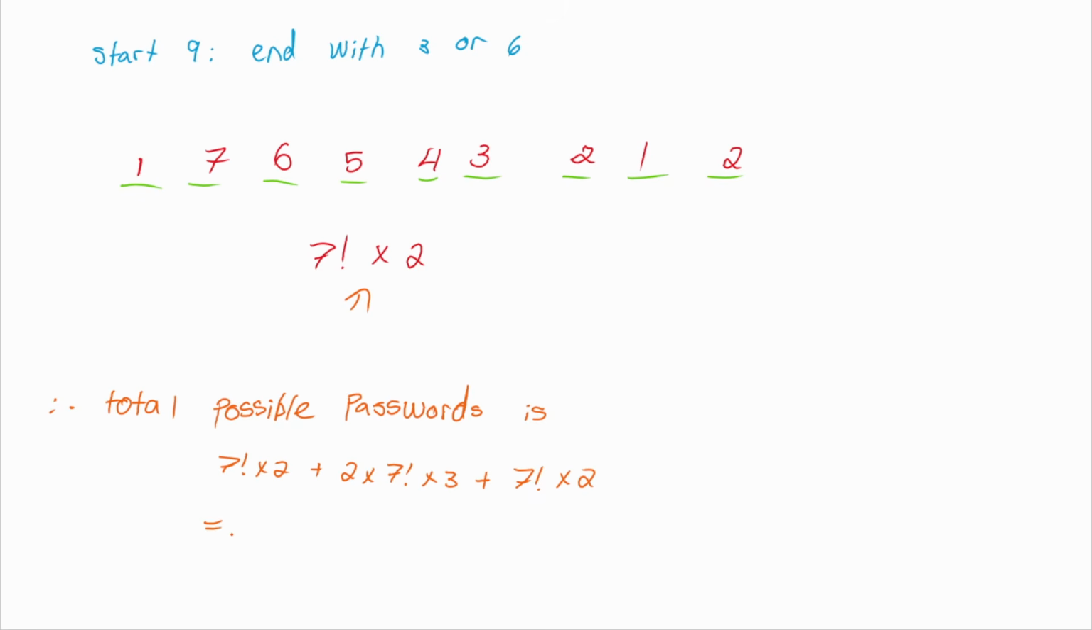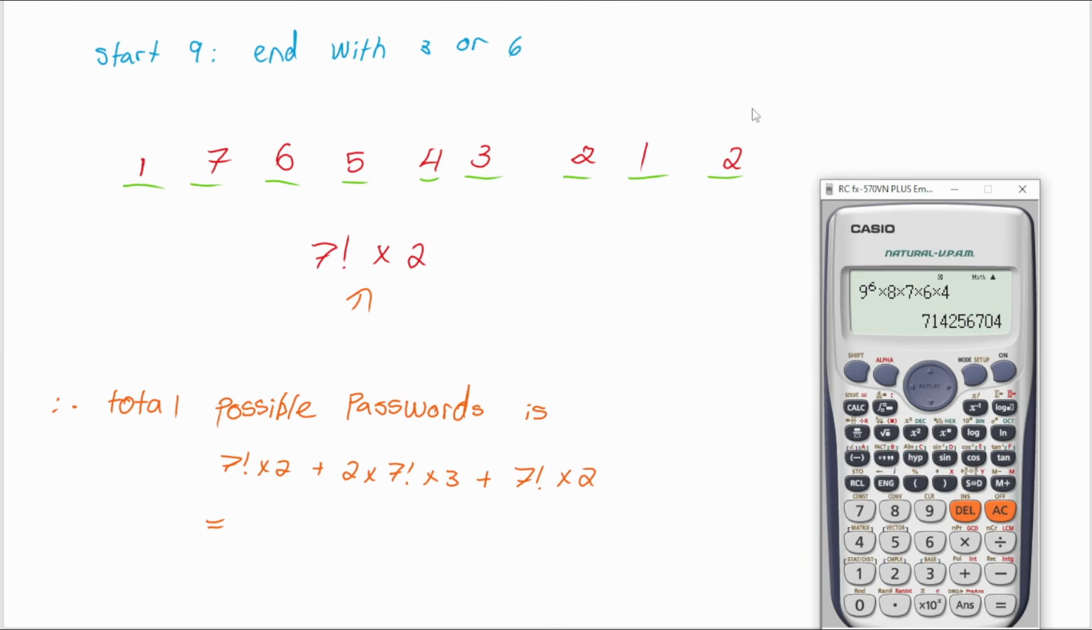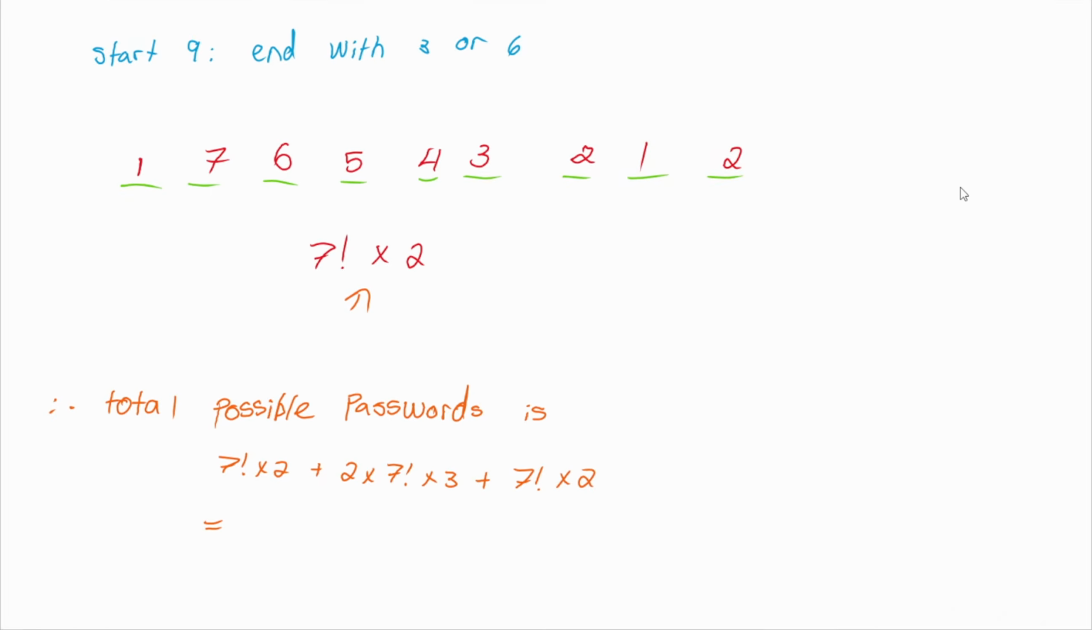Then that will give us, and I recommend putting this one in the calculator to get a final answer because it's a combination of different things. So 7 factorial times 3 plus 7 factorial times 2. So 50,400 as a final answer. So the total possible passwords that meet this criteria is 50,400. Alrighty.